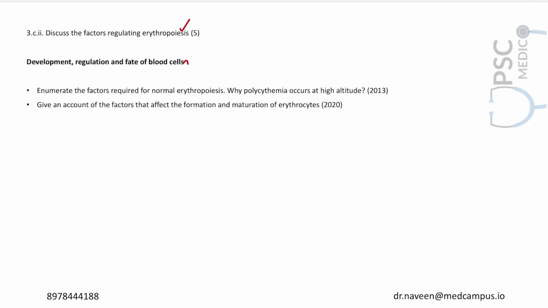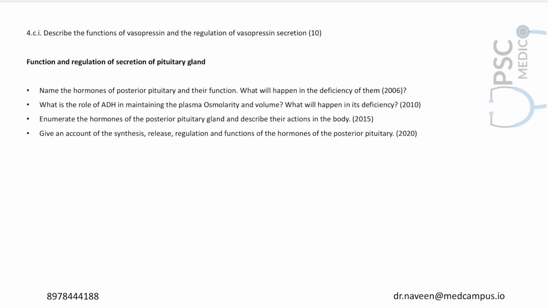And again, erythropoiesis, very important. It is from the topic development, regulation and fate of blood cells. Similar questions were asked in 2003, 2013 and 2020. Now, vasopressin, very important, posterior pituitary. And also regulation of vasopressin secretion.